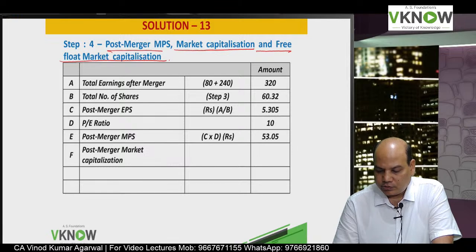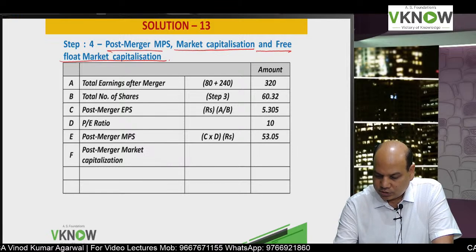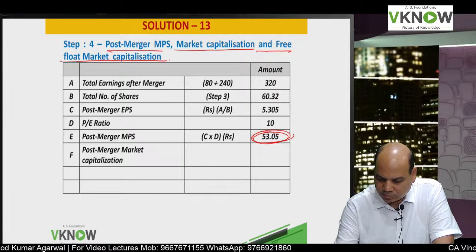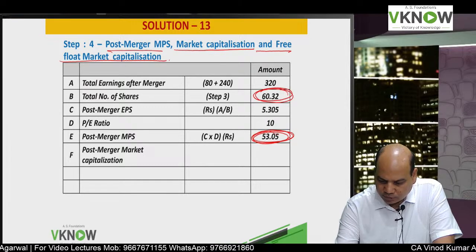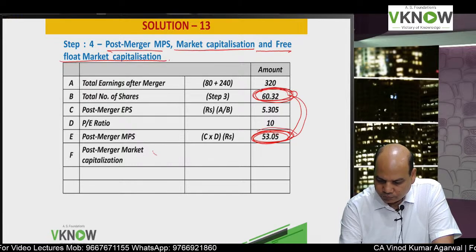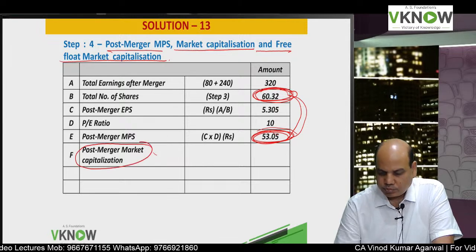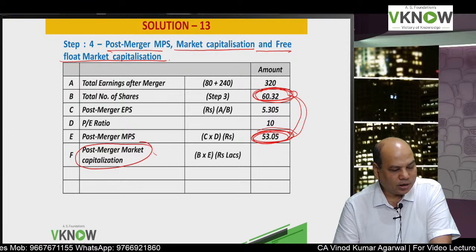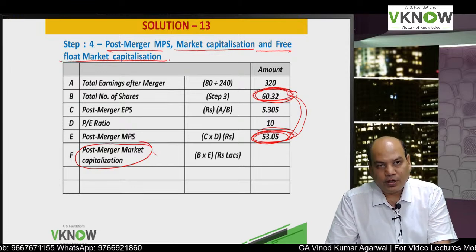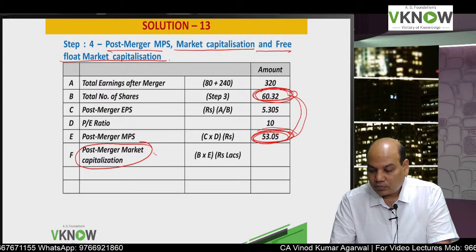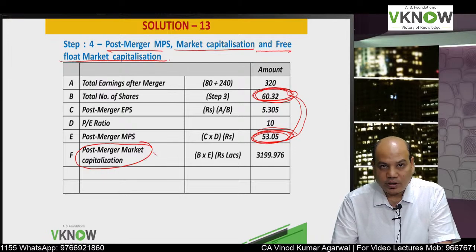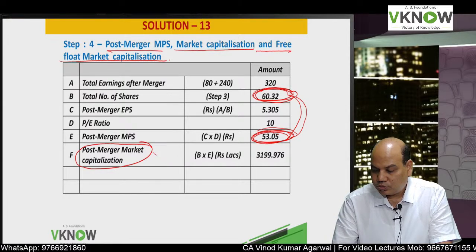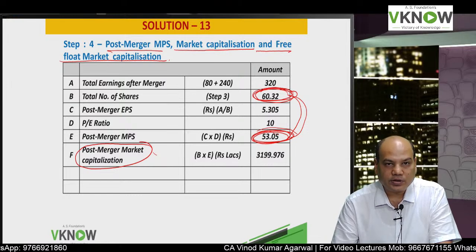Rupees 53.05. Now this is the post-merger market price of one share, and this is the total number of shares. So if you multiply these two, you will get the post-merger market capitalization. So kindly multiply. A very easy question, but you have to practice in advance. This comes to 3199.976.